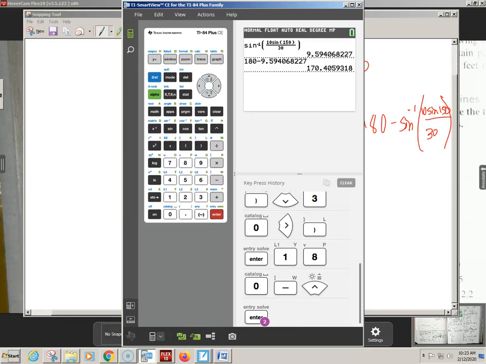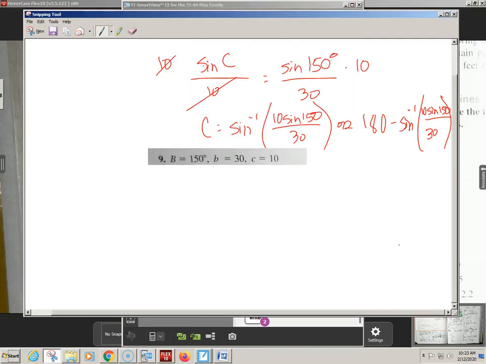So what I'm seeing is a very tiny triangle. I have B being a super obtuse angle, because 150 is almost 180. It actually should be even more. And I have, let's see, that's A, that's B, that's C. C is 10. Oh, C is tiny. B is 30.